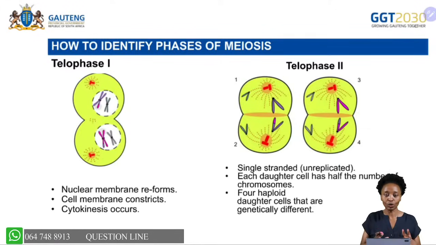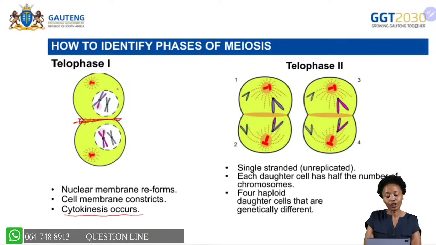The chromosomes become visible and crossing over takes place. At the end of cell division, or at the end of telophase 1, the nuclear membrane reappears, and the cell membrane constricts. As you can see there, it is constricting, and cytokinesis takes place, which is the division of the cytoplasm. And then we will end up with two cells.